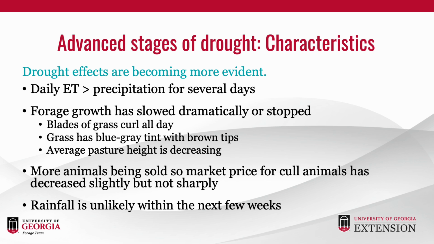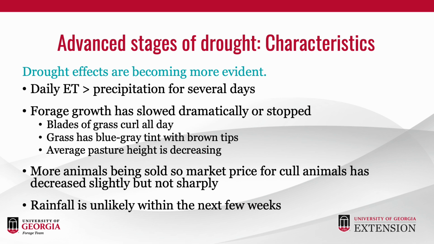As the drought continues to advance, we move into what is called an advanced stage of drought. Some characteristics of that really follow along with the drought effects becoming more and more evident. Our daily evapotranspiration, or ET, is again exceeding that precipitation for even more days. As the drought becomes more advanced, our forage species begin to go dormant.